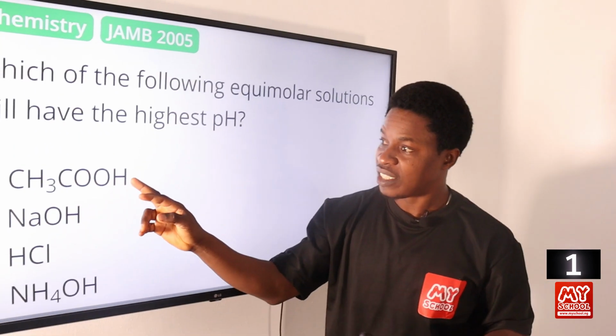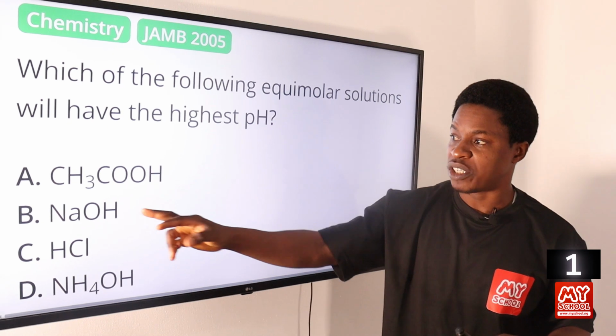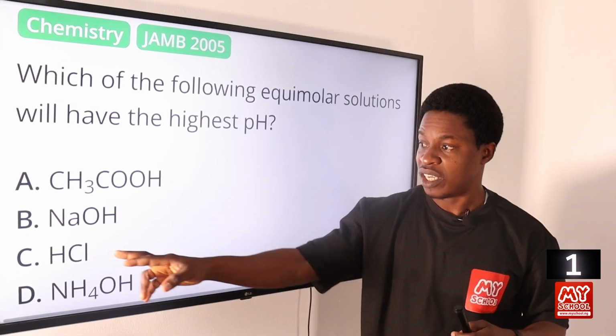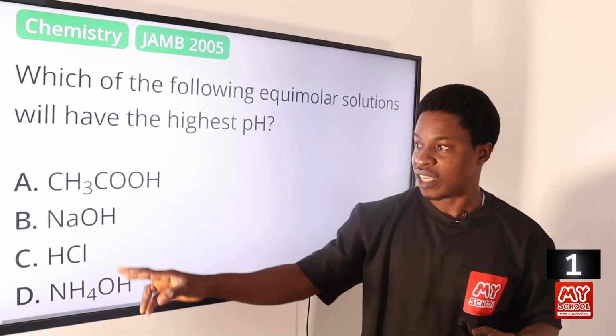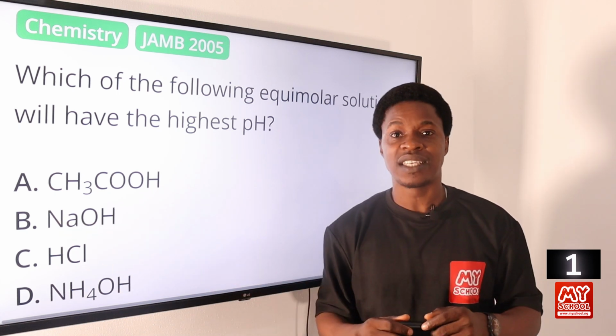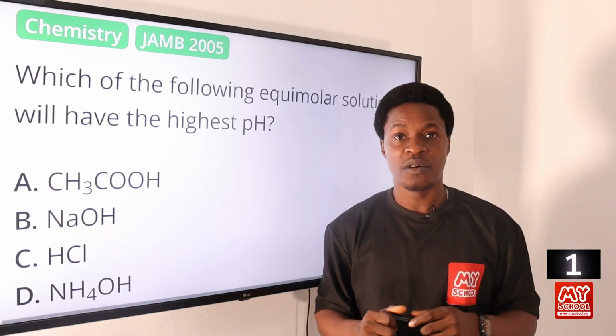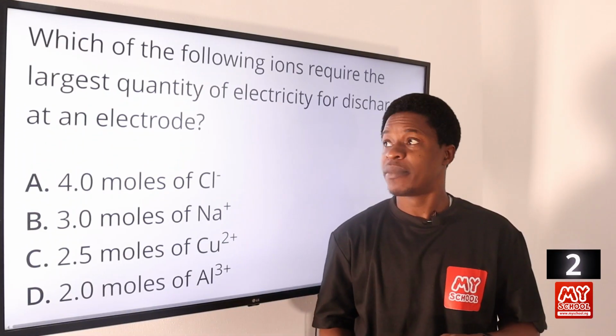Okay, this is a weak acid, this is a strong base, so the strong base should have the highest pH value. Then this is a strong acid, lesser, and so among these, the correct answer is option B, sodium hydroxide. Now to question number 2.